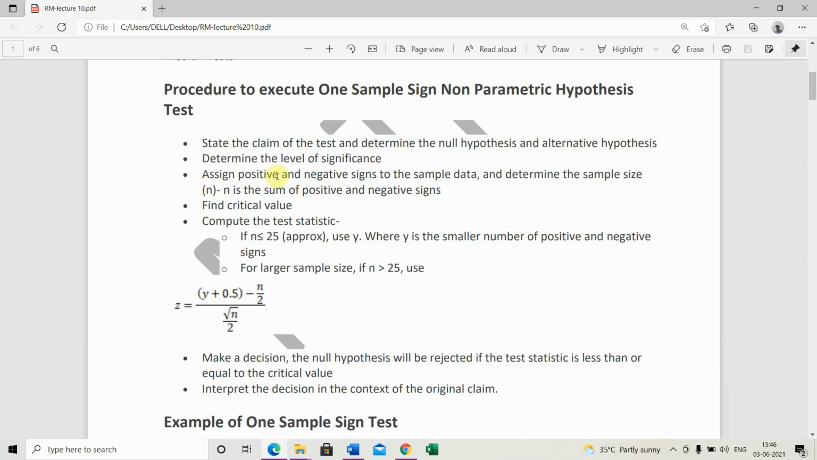Third is assign positive and negative signs to the sample data and determine the sample size n, which is the sum of positive and negative signs. Find critical value, compute test statistics. If n is less than or equal to 25, use y, where y is the smaller number of positive and negative signs. For larger sample size, when n is greater than 25, use z equals y plus 0.5 minus n upon 2, divided by root n upon 2.